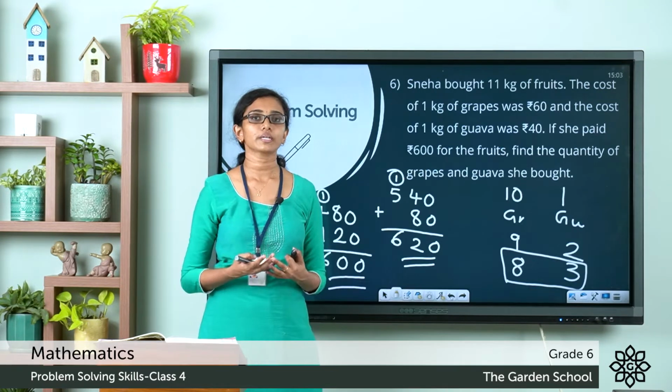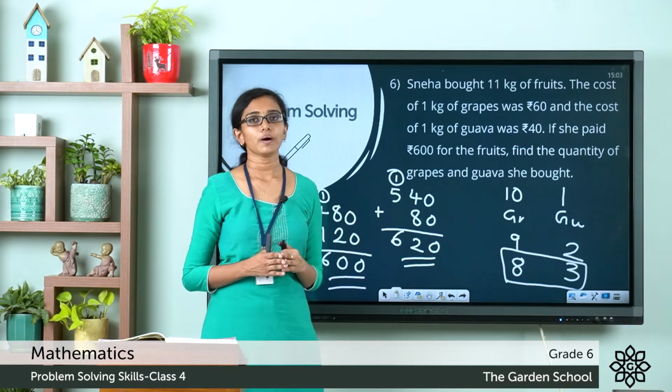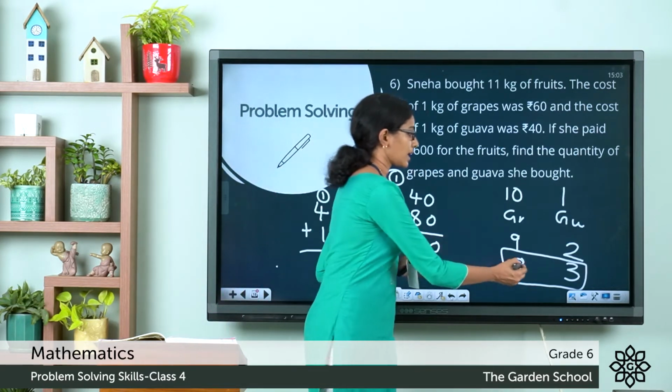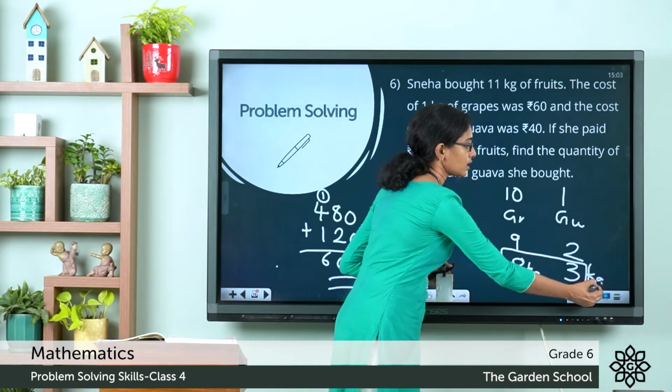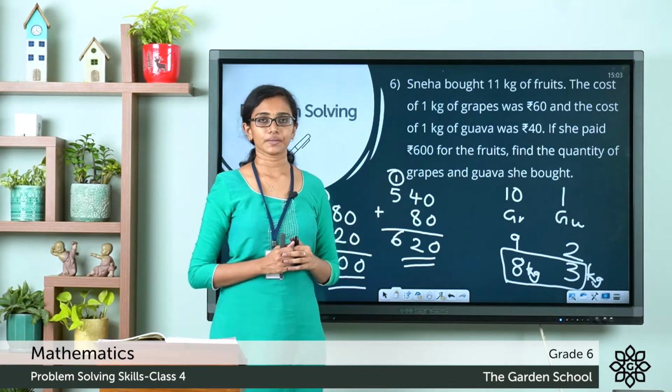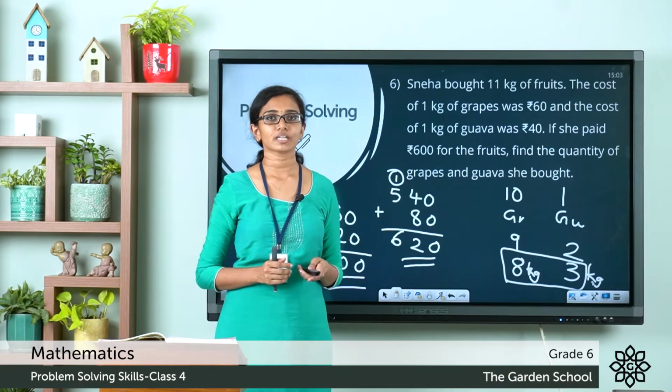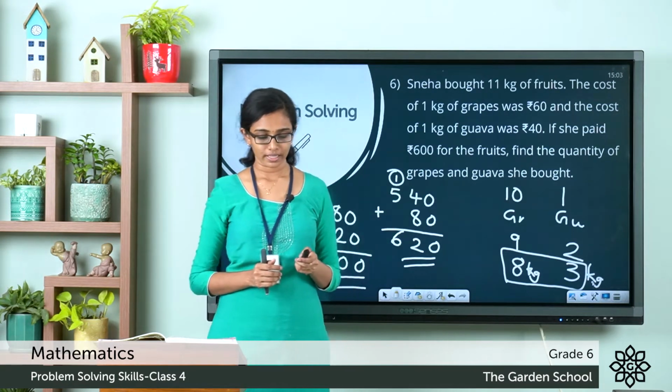So this is the quantity of grapes and guava she bought. She bought 8 kg of grapes and 3 kg of guava for rupees 600. So I hope this question is clear to you now. Let's move on to the next question.